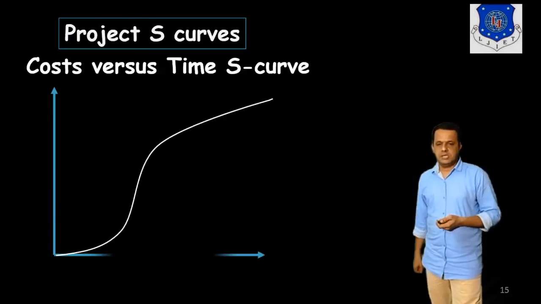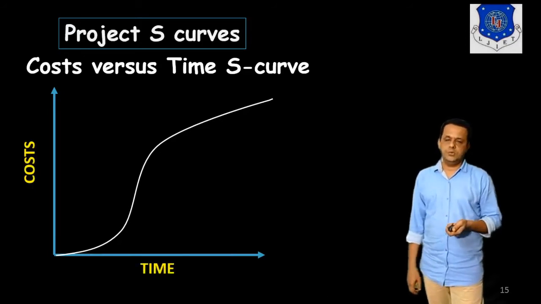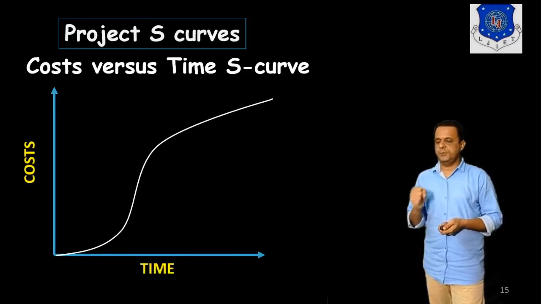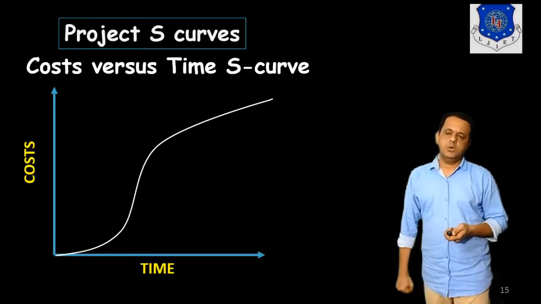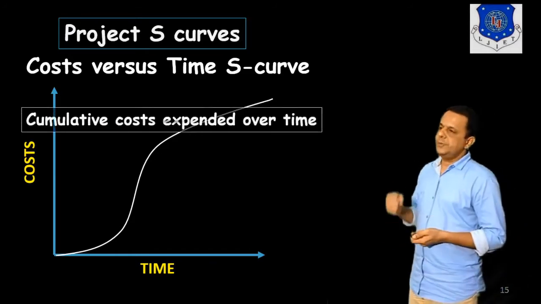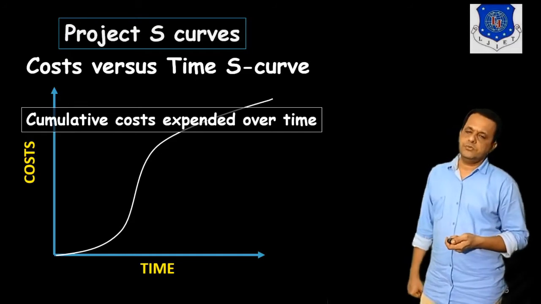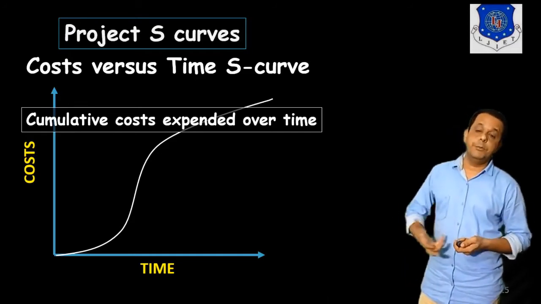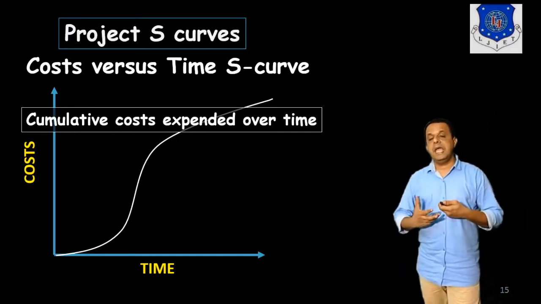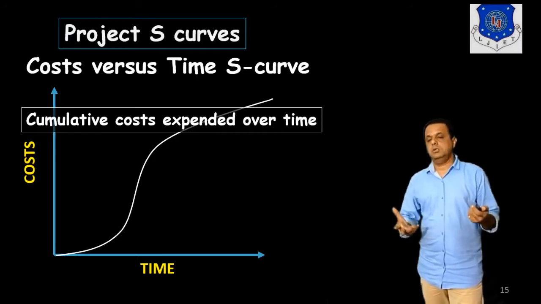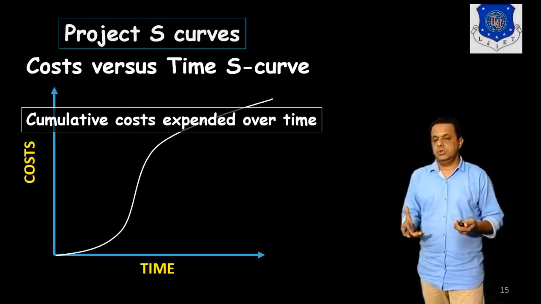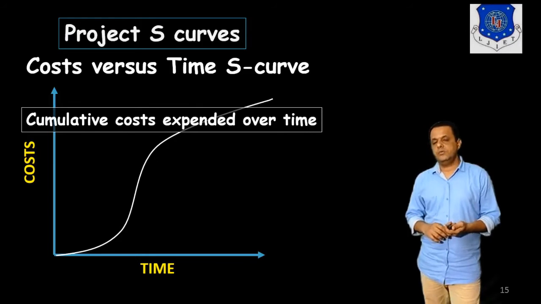Next is cost versus time S-curve, which is very much important with respect to spendings done over a project, because spendings, cost and cash flow are very important, because funds are the blood for any project. Without cost, funding and cash flow, you cannot run your project or finish the project.